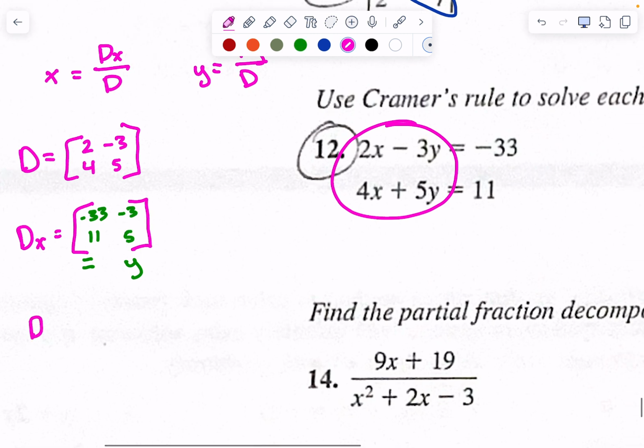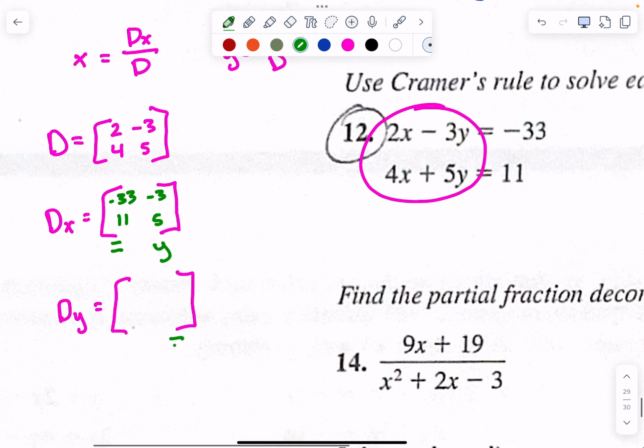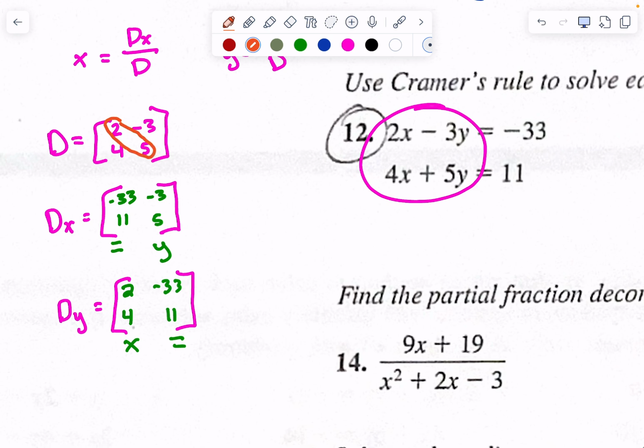The dy matrix: the y column should normally go in the second spot, but in its place we're going to put the equal-to column here and the x column here. So 2, 4, negative 33, and 11. And now we do all the thingy things, right? So diagonal down minus the diagonal up.